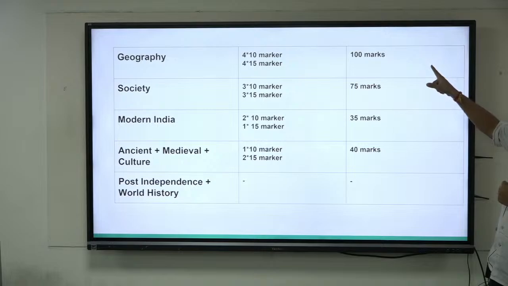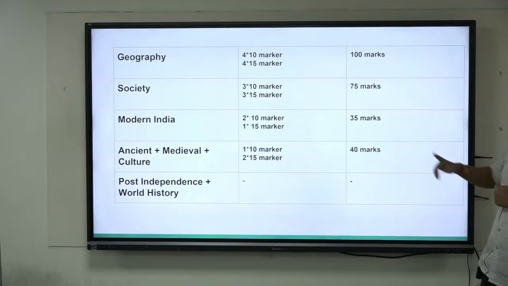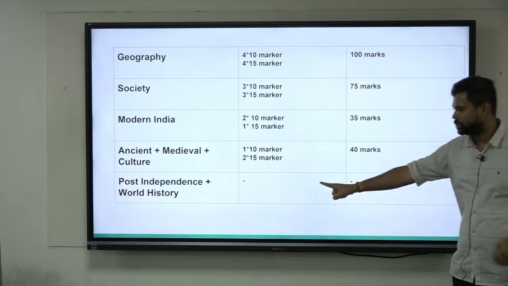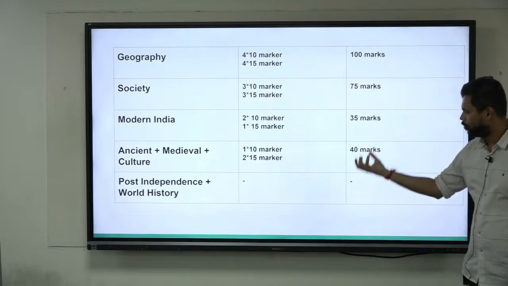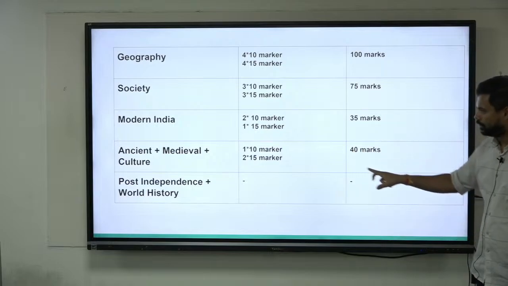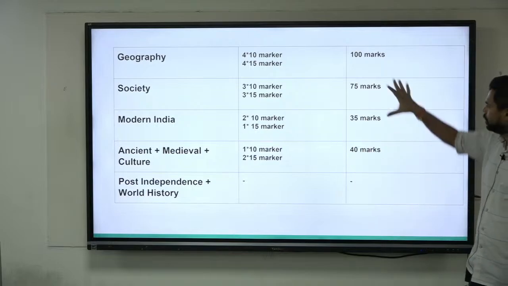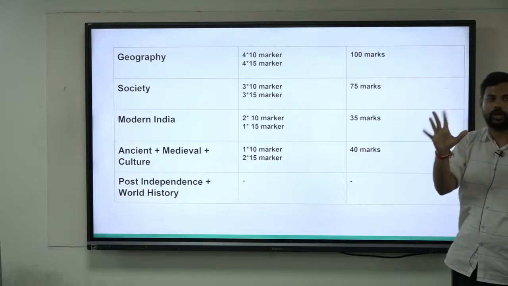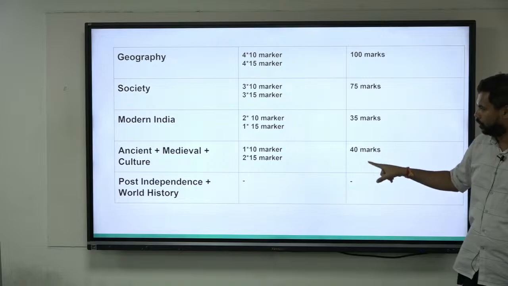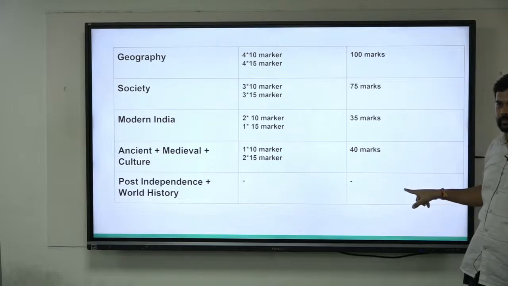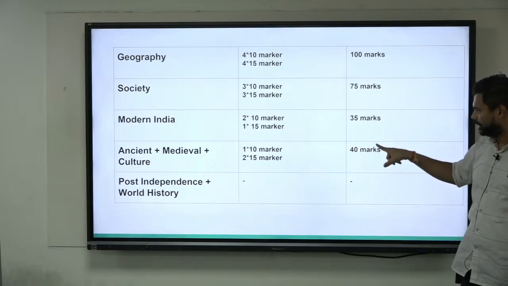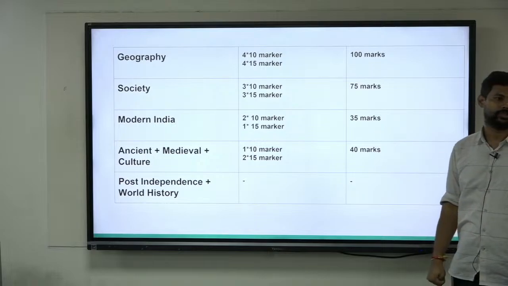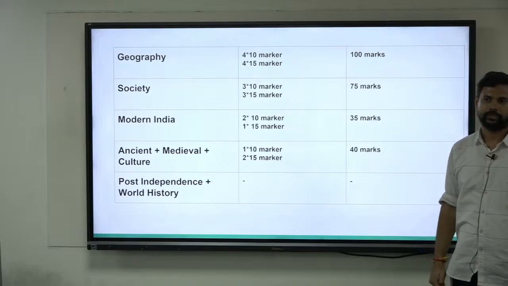Geography 100, society 75, modern India 35, ancient medieval art and culture 40. If they ask 1 question from this, they will pull out from this itself. This history and this is how they will pull. They are not going to pull out from this. So 175 marks for sure will come from these 2 sections. The only thing they play around is here. If they remove from here, either they will remove from these 2, and both together they can ask you around 5 to 6 questions.